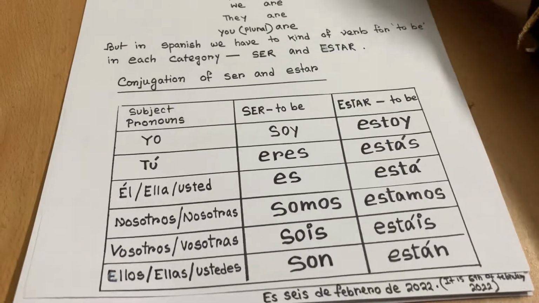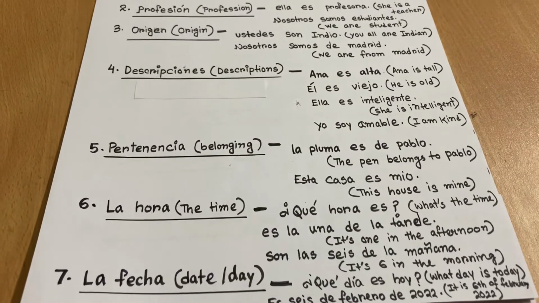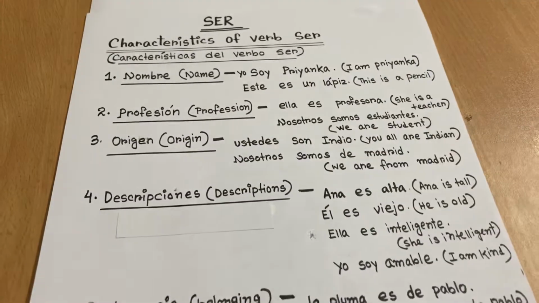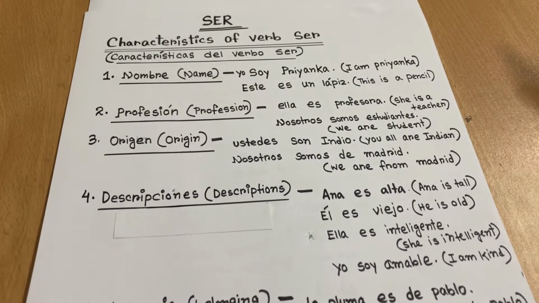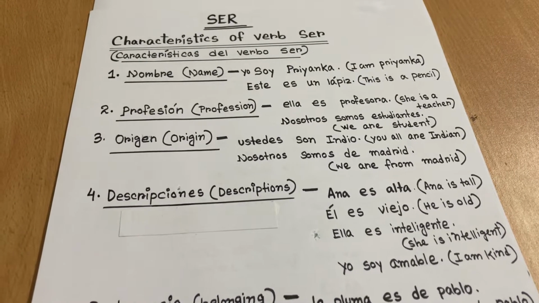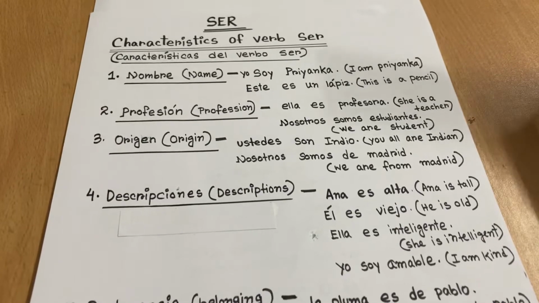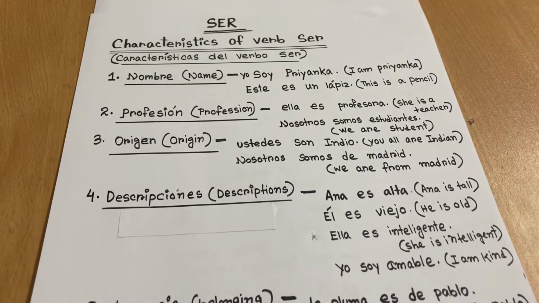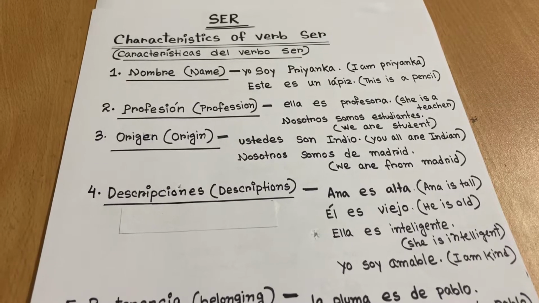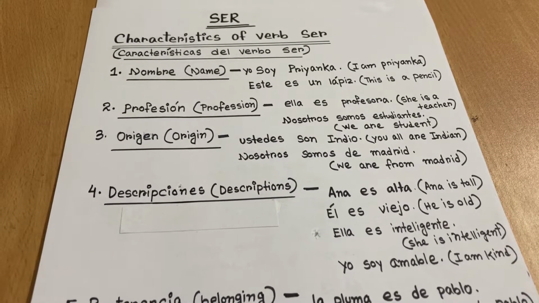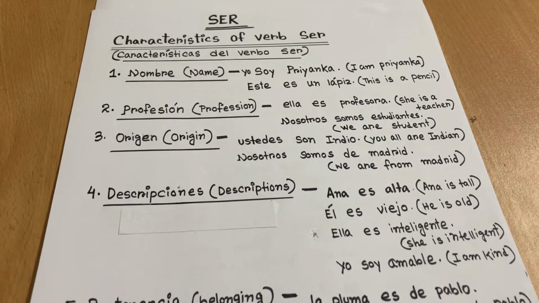Now coming to the next part. Ser verb. Where we can use the ser verb. Characteristics of the ser verb. First one, nombre, or the name. That means when we talk about our name, we want to tell our name, then we have to use the ser verb.